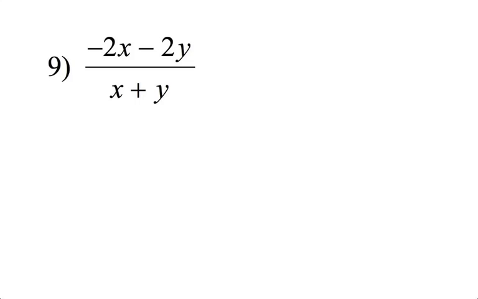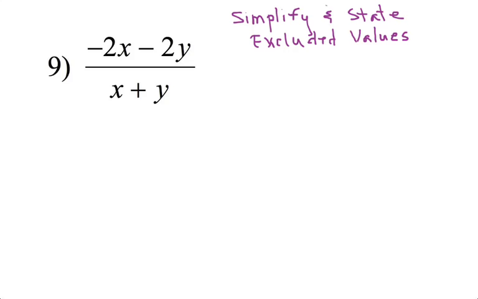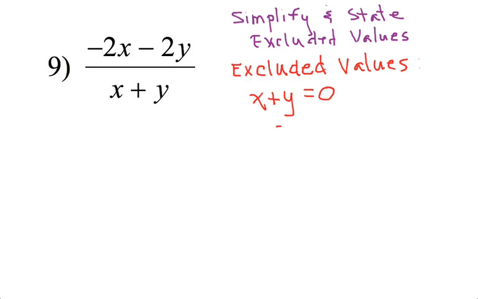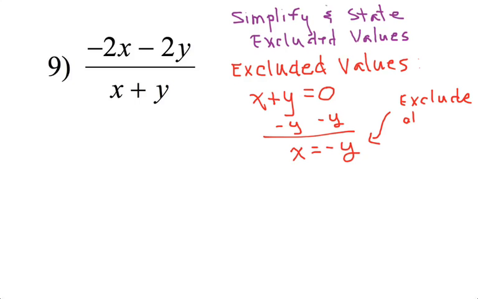So we left off by trying to simplify each expression and state the excluded values. So that's what we're going to pick up. First thing we'll look for is the excluded values, and we do that by setting the denominator equal to 0. So we get all the excluded values, or anything that makes that a true statement. In this case we have two variables, so it's going to be all those pairs where x is equal to negative y, whatever that might be.